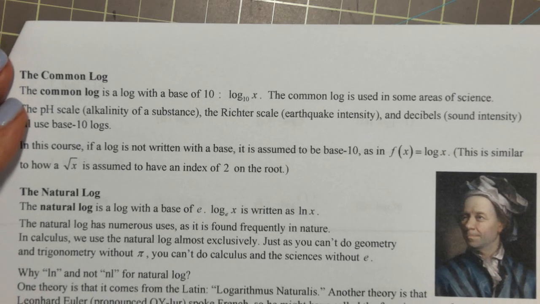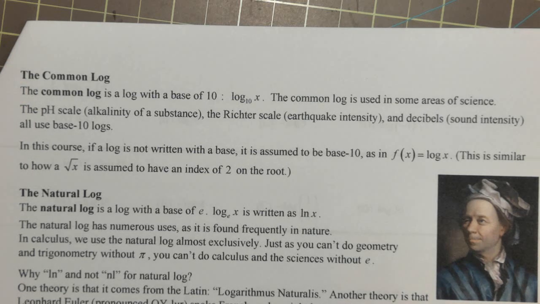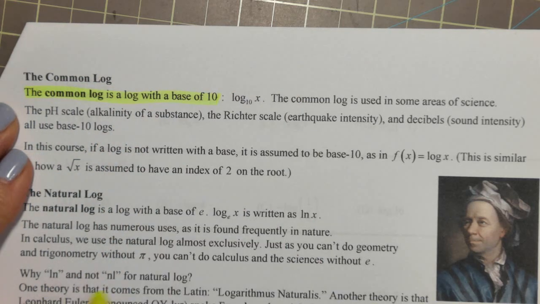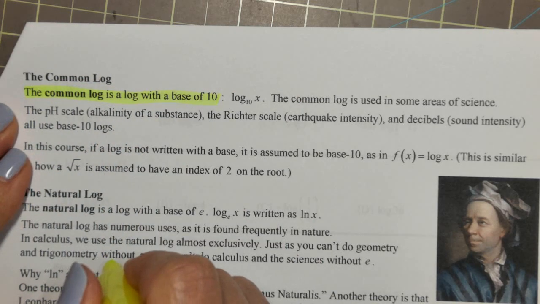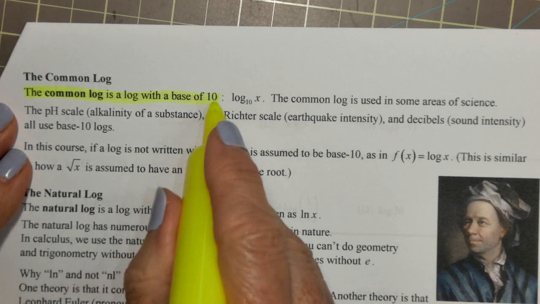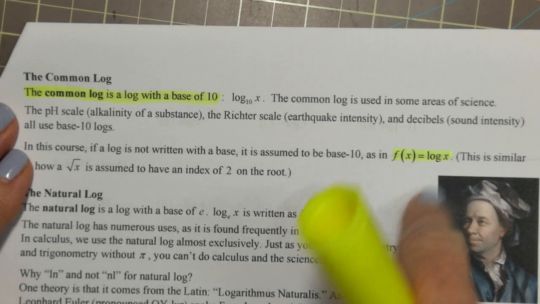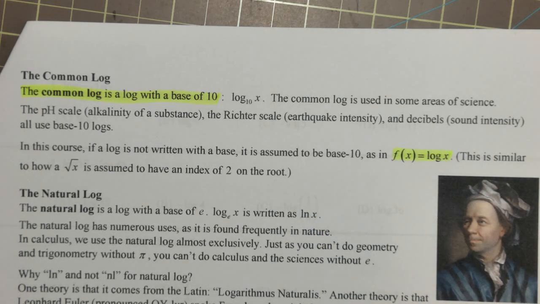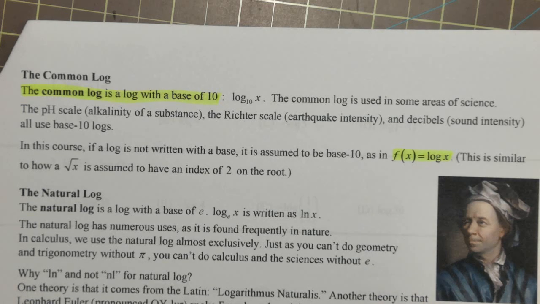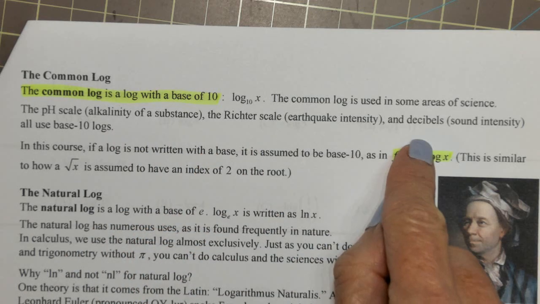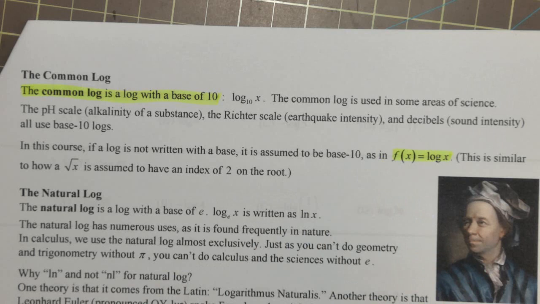The common log is a log with base 10. We don't write it using a base 10, though. It is conventional that we just don't show a base at all. If you don't see a base, it means it's base 10. The common log is used in a few areas of science, like the pH scale, the Richter scale, and decibels. They all use base 10 logs.